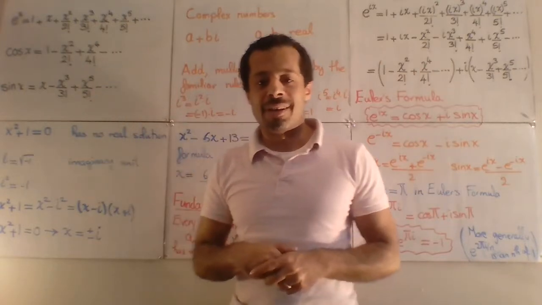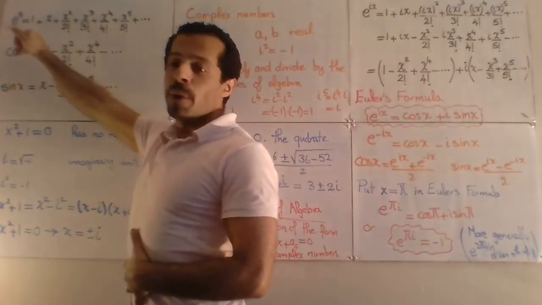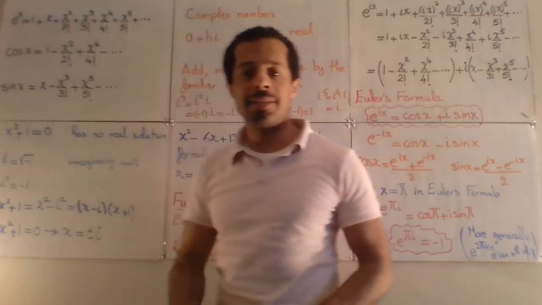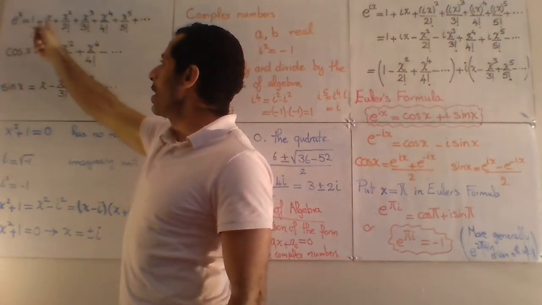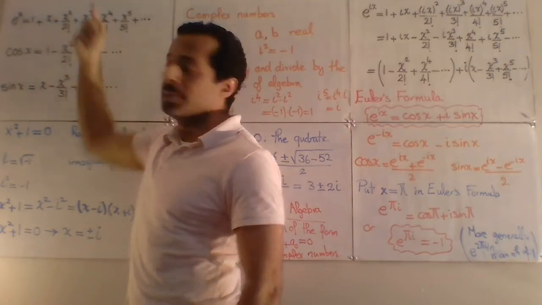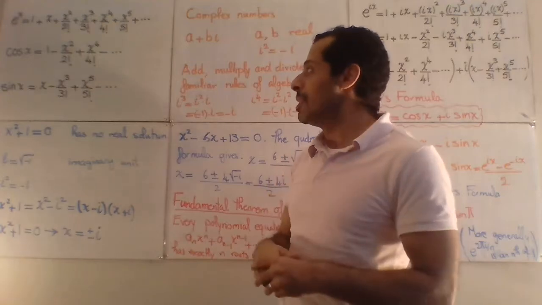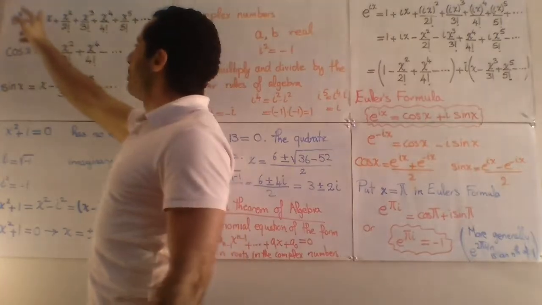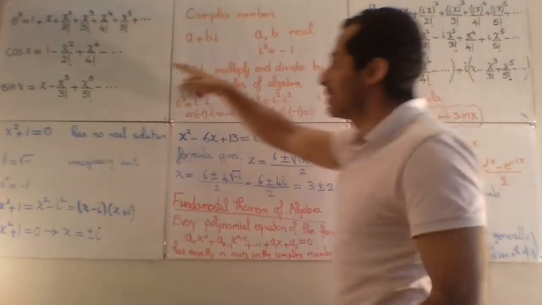So from these results we will get that these power series expansions for e to the x, for cos x, for sin x are still valid. They still converge when x is replaced by a complex variable z, and they will converge everywhere for all complex variables.